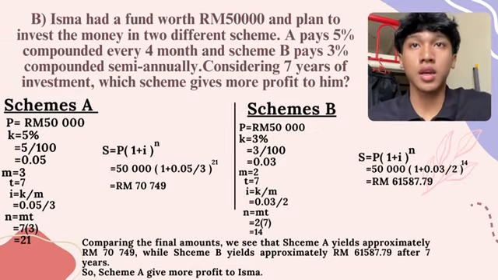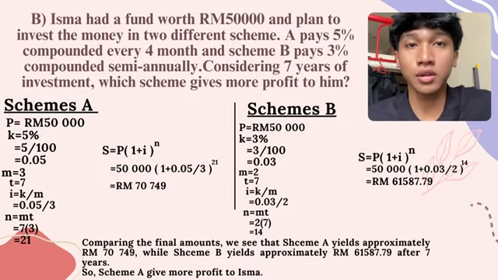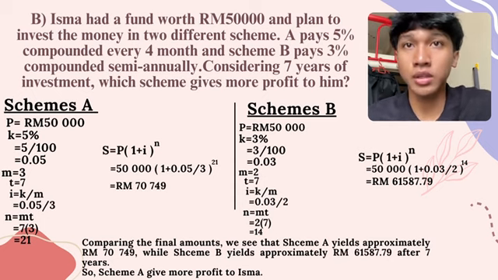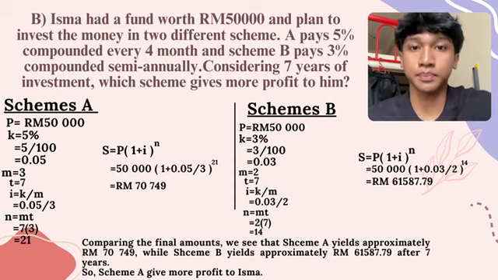Question 2B. Ismail has funds worth 50,000 ringgit and plans to invest the money into different schemes. Scheme A pays 5% compounded every 4 months and scheme B pays 3% compounded semi-annually. Considering 7 years of investment, which scheme gives more profit to him?